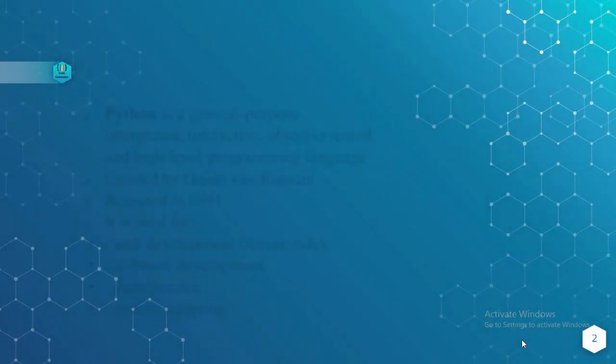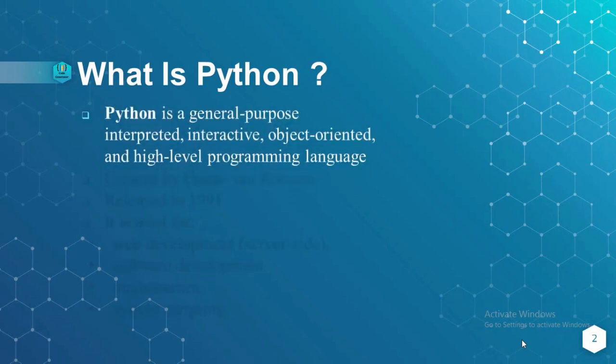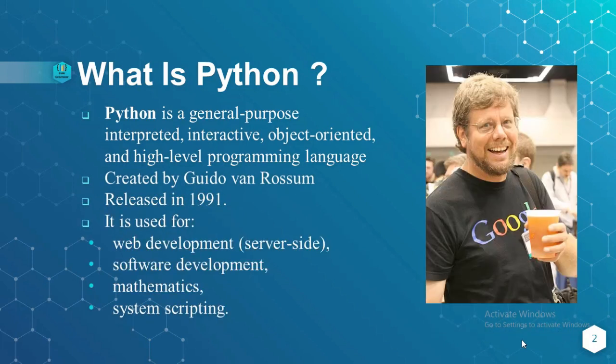First of all, let us see what is Python. Python is a general-purpose programming language which is interactive, object-oriented, and also easy to learn. It was created by Guido van Rossum and released in 1991. It is used for web development, software development, mathematics, and system scripting.